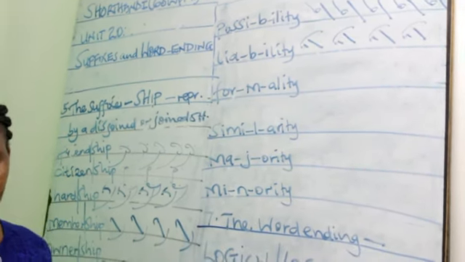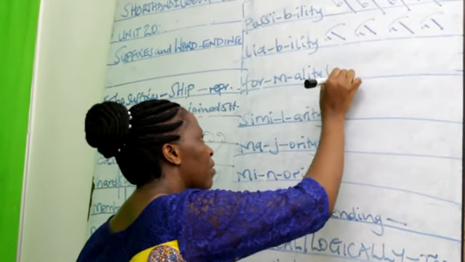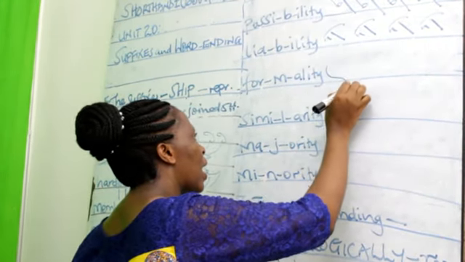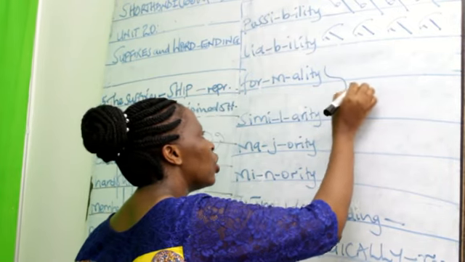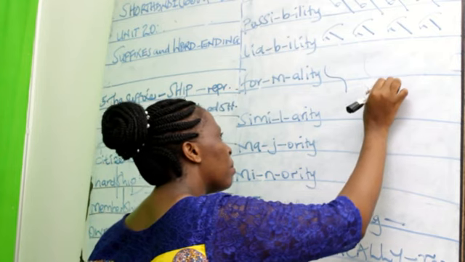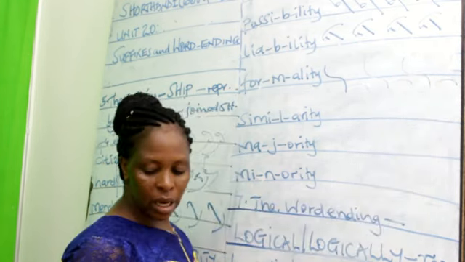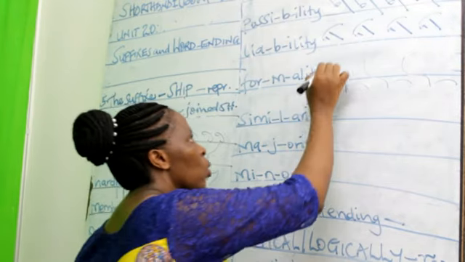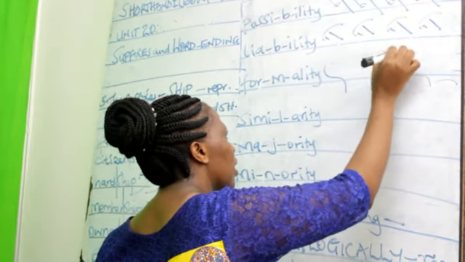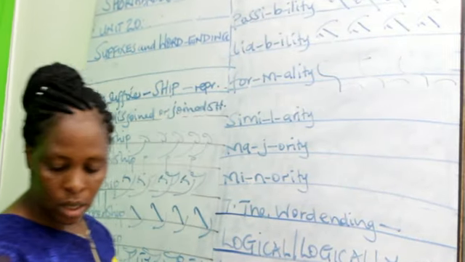Then we have the word formality, a stroke of F above the line, downward R, and then a disjoint M. Formality. That is how we drill the word formality, with a stroke of F above the line because of short O.